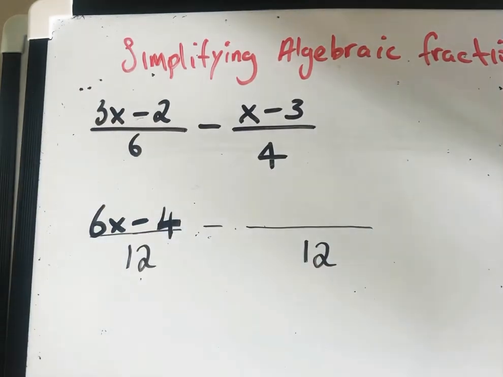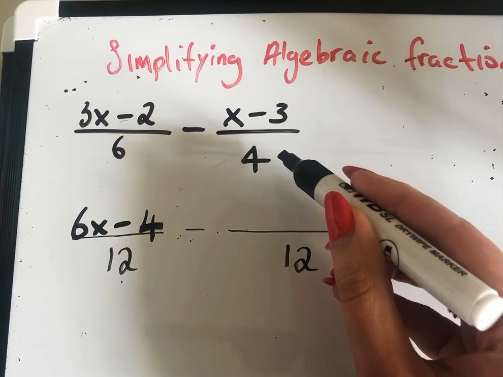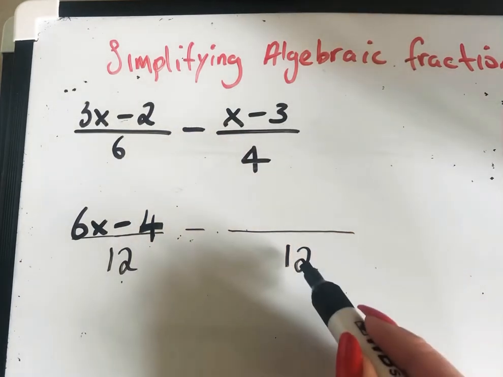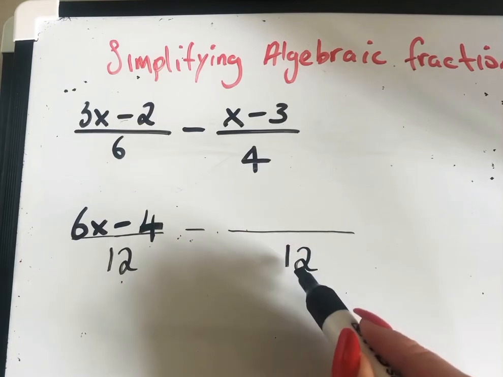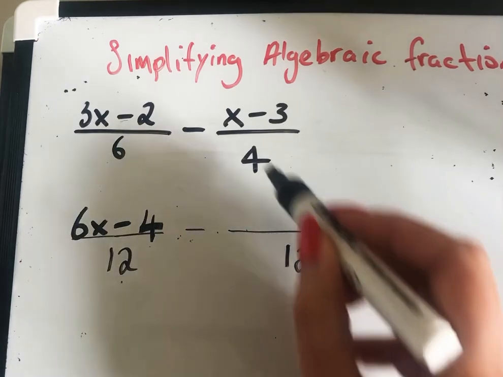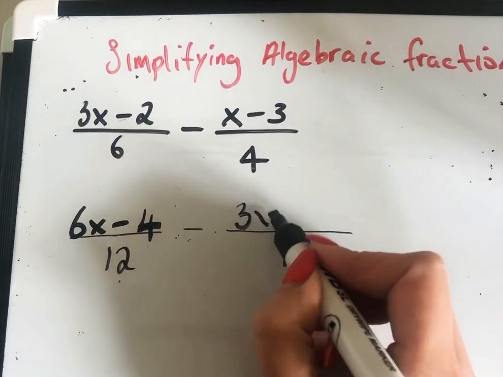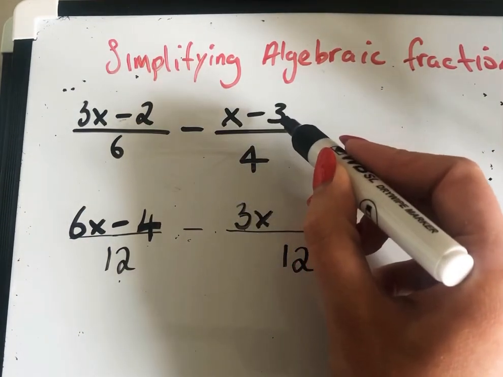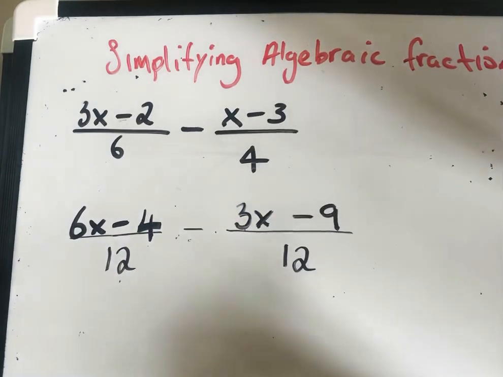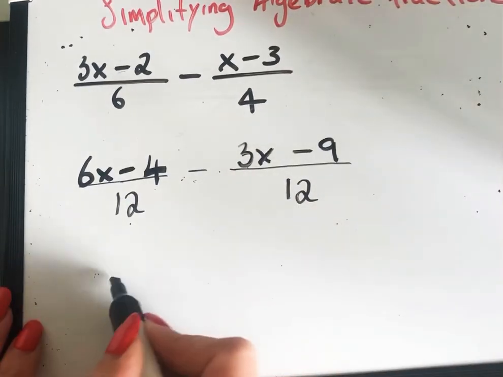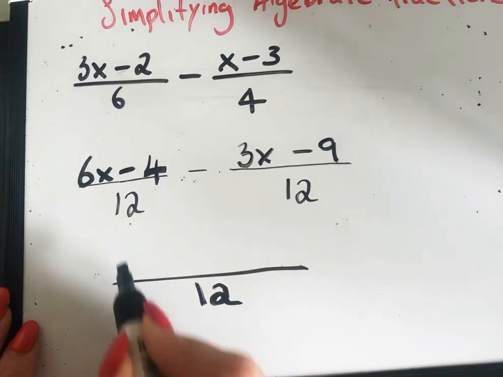That's that numerator sorted. And then we look over here and we say, well, our denominator was multiplied by 3 to give us 12. So 4 by 3 is 12. So what we do to the bottom, we do to the top. So we're also going to multiply the top here by 3. So x by 3 is 3x. And 3 by negative 3 is negative 9. And we can proceed now to forming one bigger fraction like this and putting a 12 underneath.